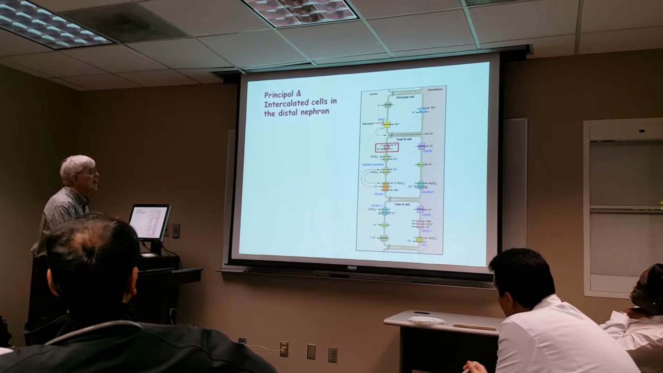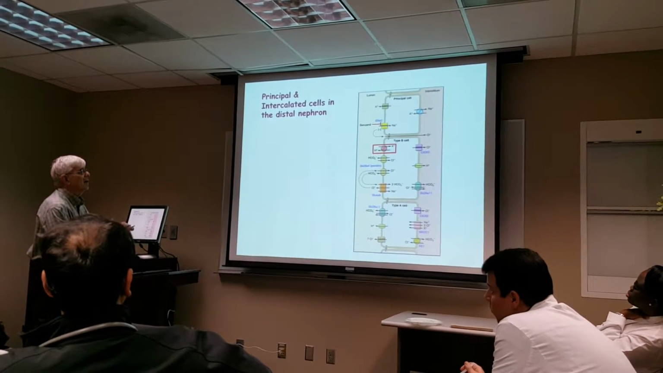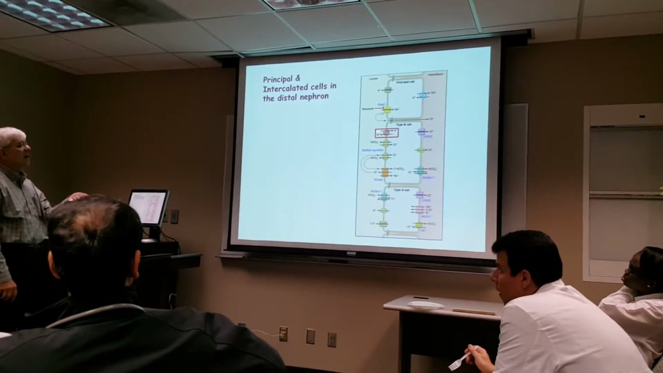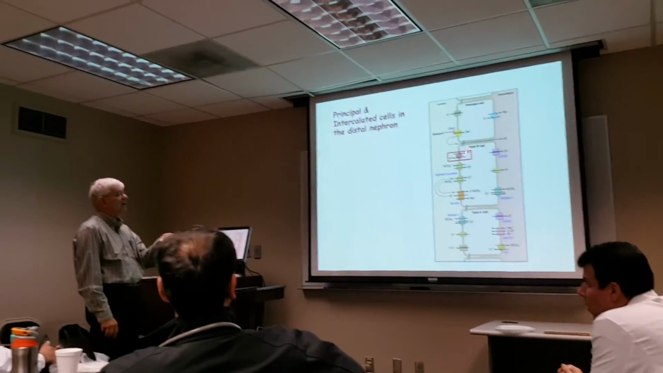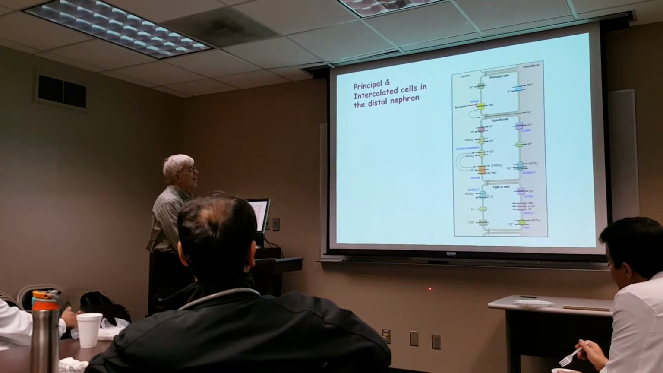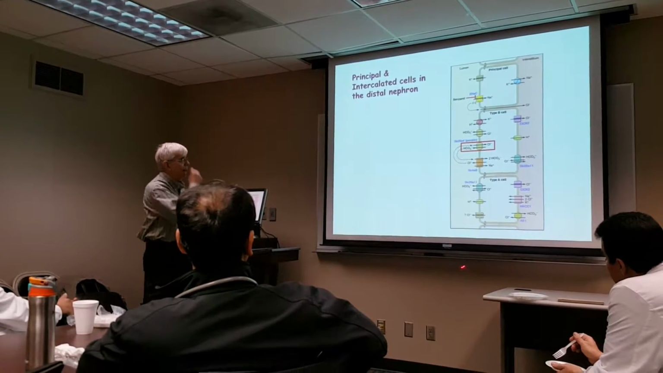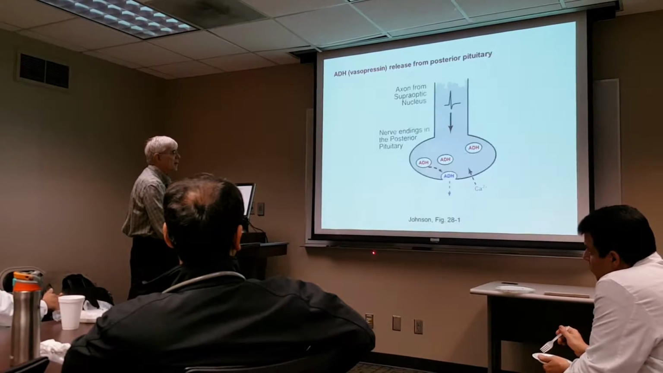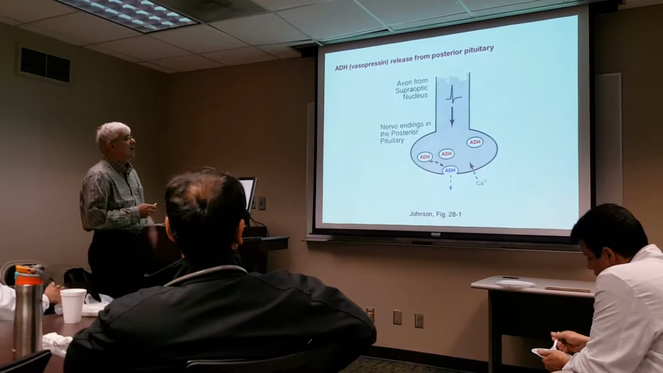I was just indicating there that the type B intercalated cell actually has a mechanism of hydrogen ion secretion that involves potassium reabsorption, and that there's also the pendrin I'd already spoken about. Let's get on now to the vasopressin.